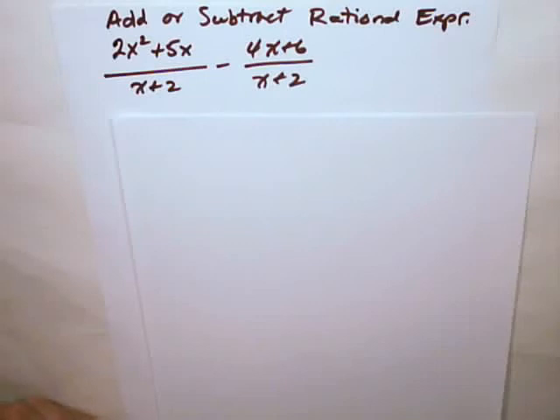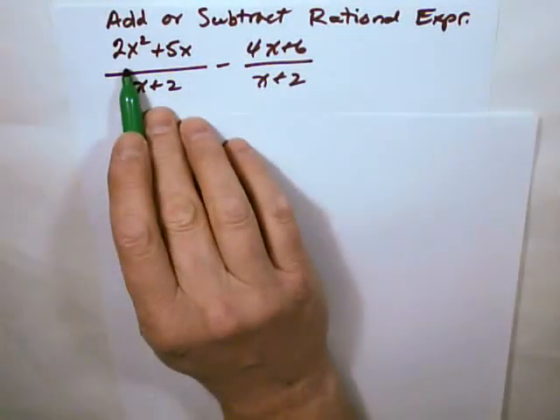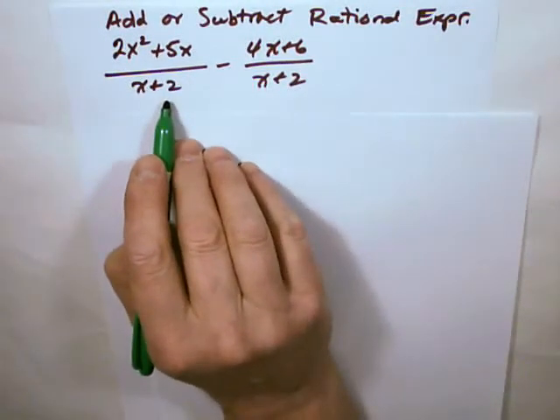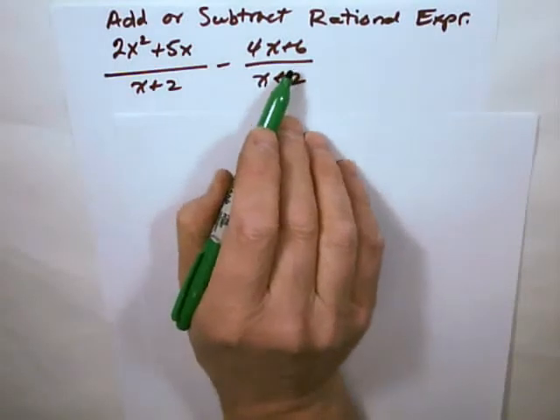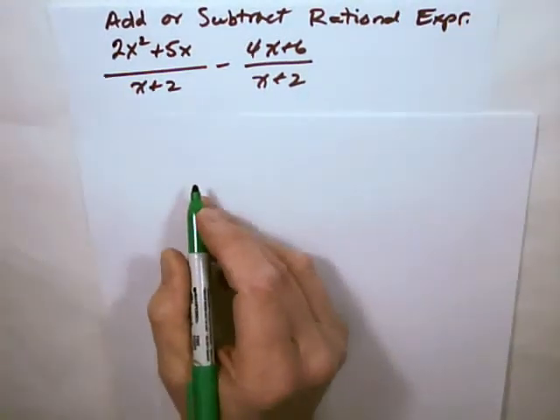Today we're going to be looking at adding or subtracting rational expressions. So here's an example where we have 2x squared plus 5x over x plus 2, and subtract off the rational expression 4x plus 6 over x plus 2. Now let's remember back to fractions.